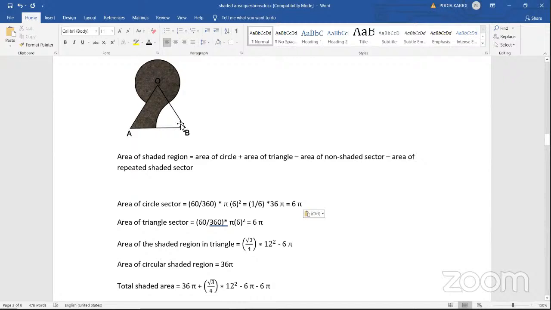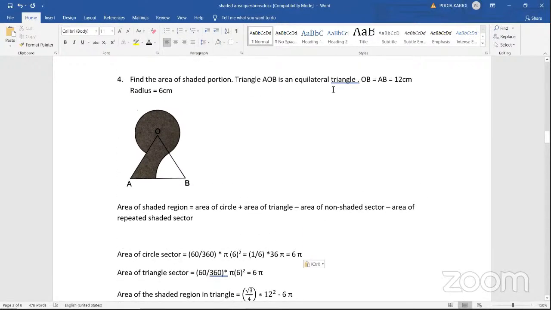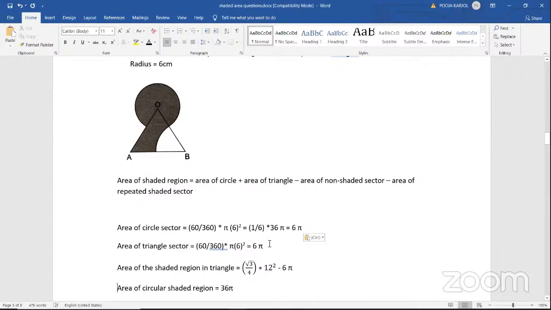Here also the angle is 60 and the radius is 6, because from O to this point, let's take P, is 6. This also will be 6 because OB is 12 centimeters. They've given an equilateral triangle, OB is 12 centimeters. So the area of the triangle sector is also 6 pi, same values.